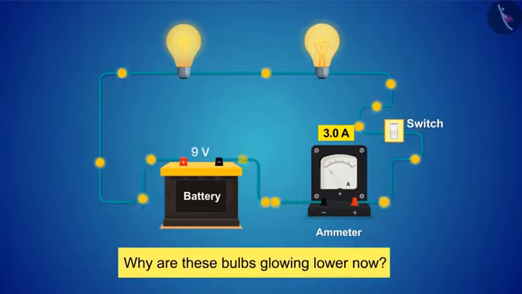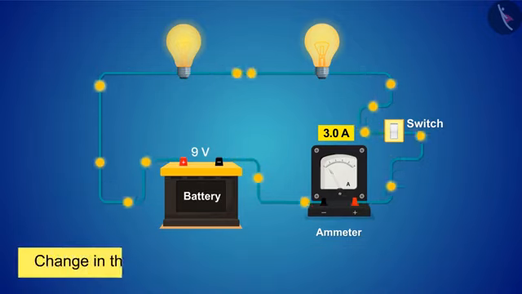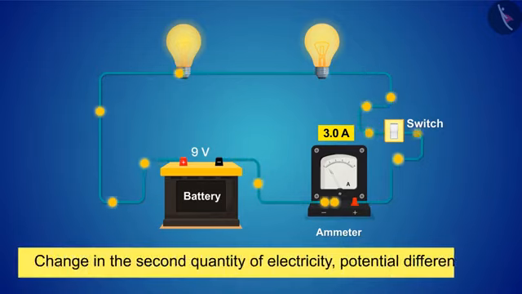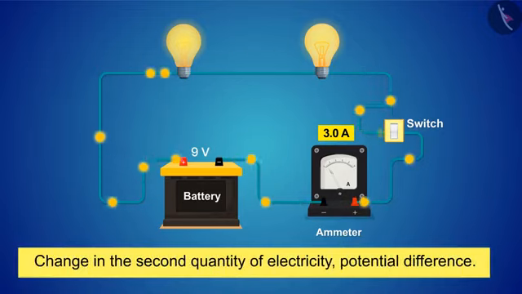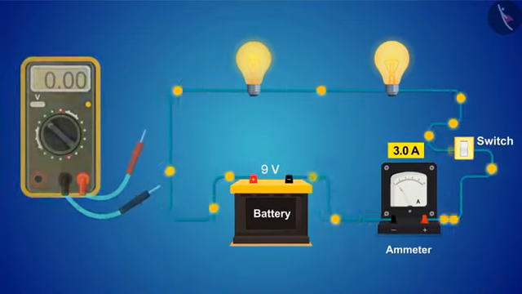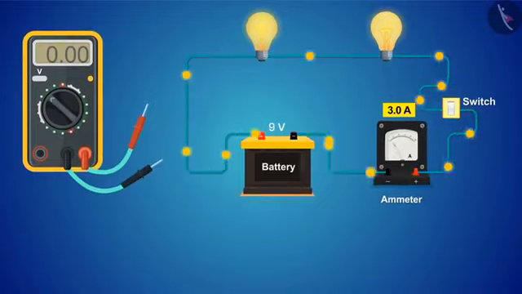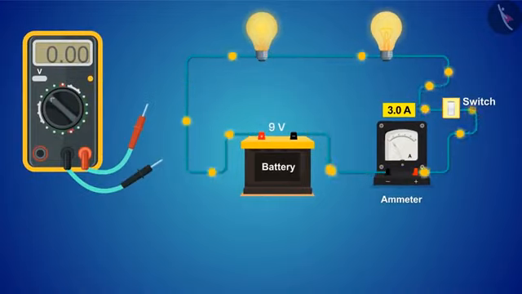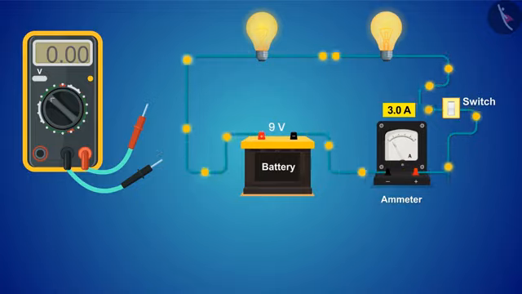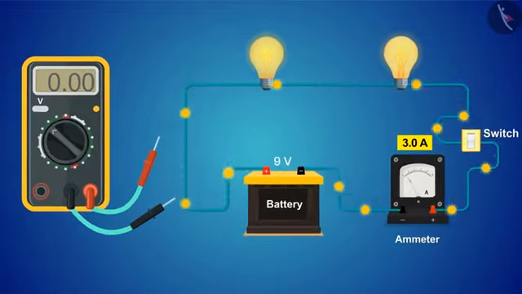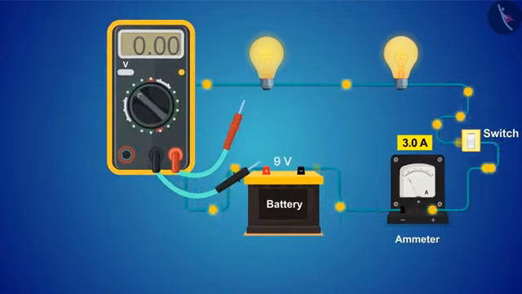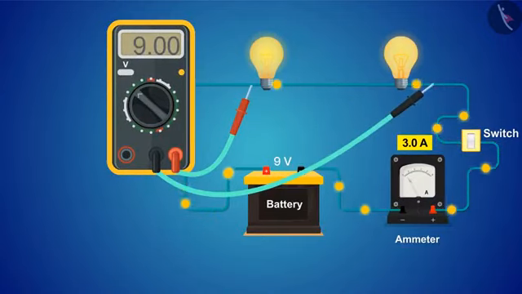The reason behind the low brightness of the bulb is due to the change in the second quantity of electricity, that is potential difference. Let us use a multimeter to measure the potential difference. A multimeter is a device used to find the value of many electrical quantities. Here this multimeter will act as a voltmeter. If we put the multimeter at these points, we will get 9 volt, and if we connect it with both the bulbs, the reading will look something like this.